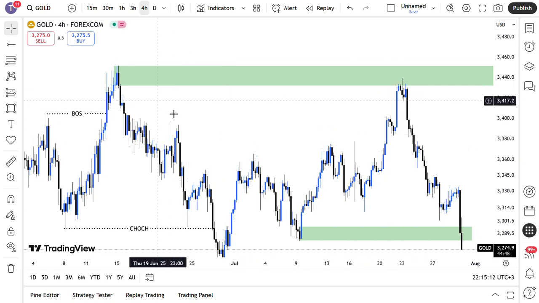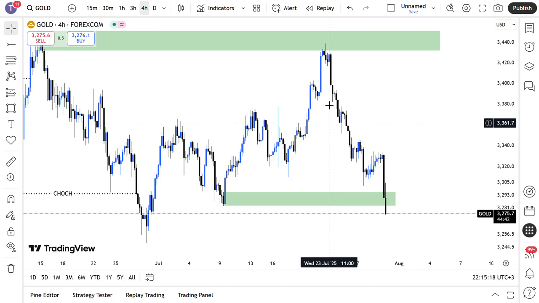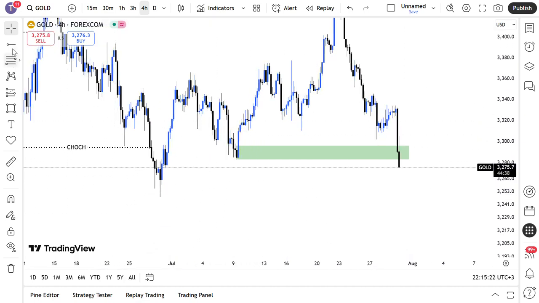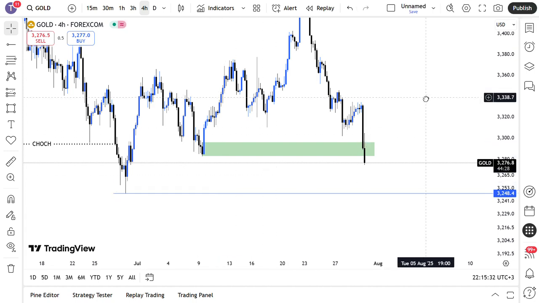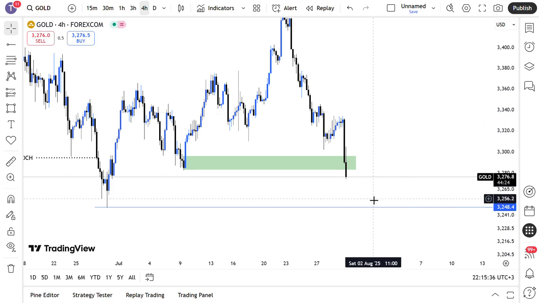So the market came back up to tap into the order block that has a fair value gap and then went back down. So we expect this low to be taken out. We expect a break of structure down here. So we should be looking for sales to the downside.